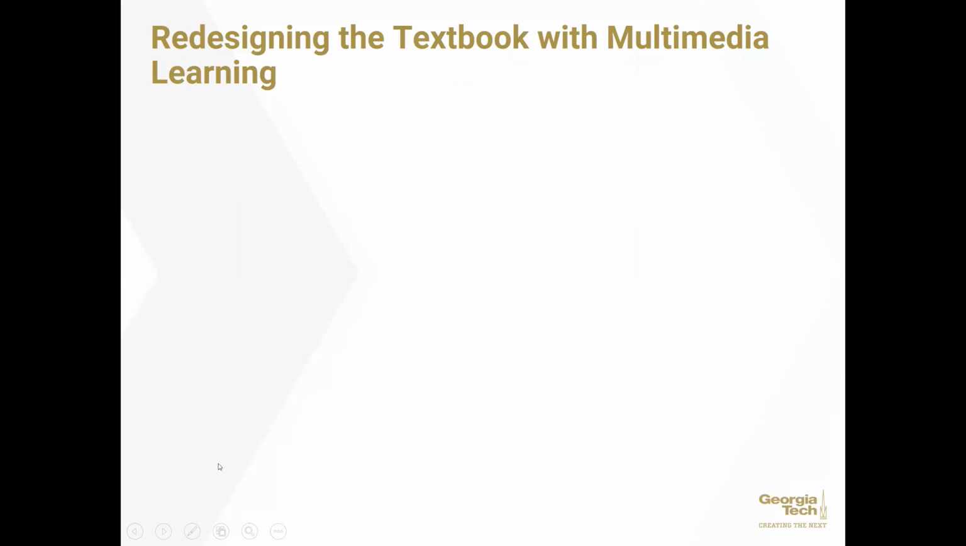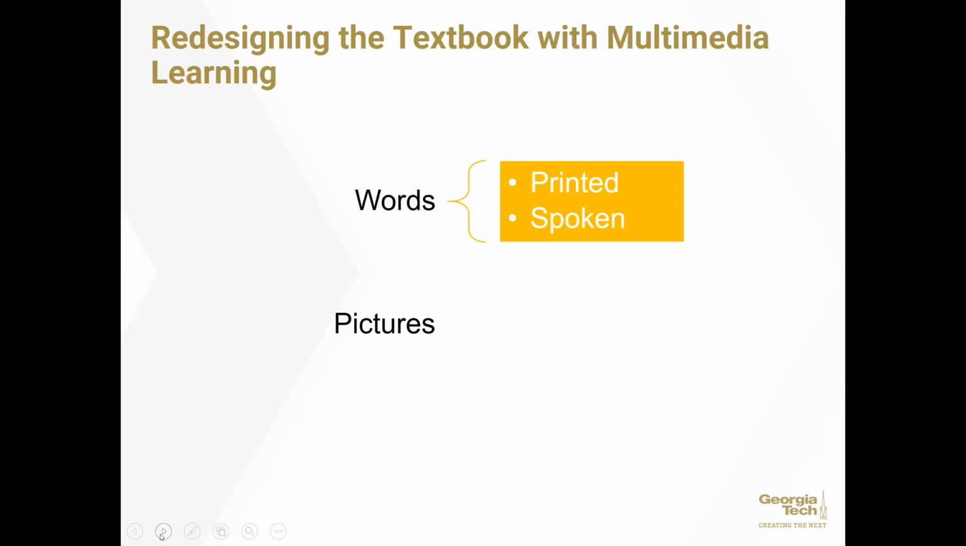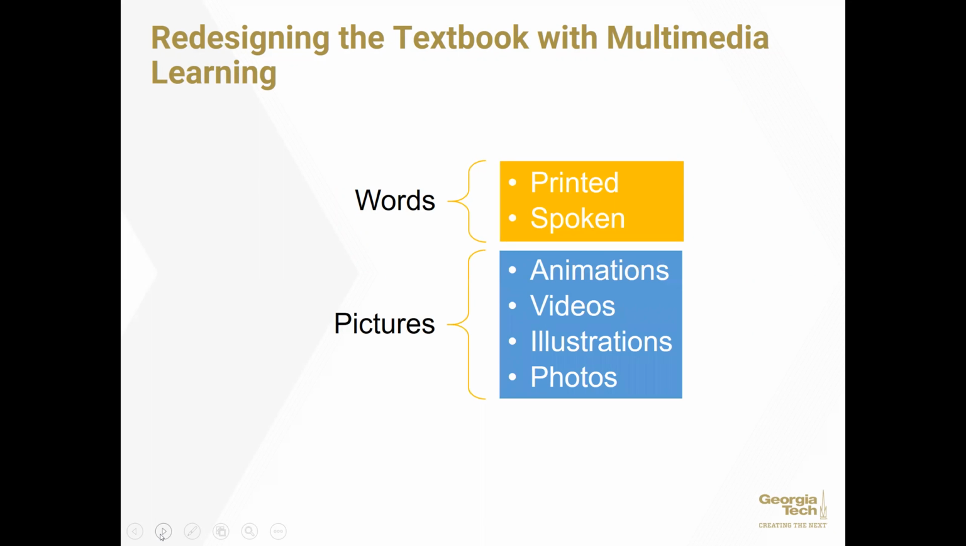So when we saw the call for proposals from Affordable Learning Georgia, we submitted a proposal with the idea of redesigning the textbook with multimedia learning. We got some funds from Affordable Learning Georgia, and we started the project. The idea of using multimedia to redesign the textbook is that multimedia learning is learning with words and pictures. Words could be printed words or spoken words. Pictures refer to animations, videos, illustrations, and photos.